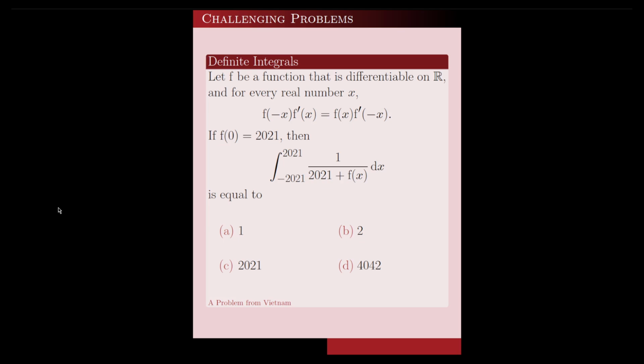Hello, in this video I'm going to solve the following challenging problem on the topic of definite integrals. This is a nice problem from Vietnam. Let f be a function that is differentiable on R, and for every real number x, this relation that you see on display now holds. If f of 0 equals 2021, then this integral that you see on display is equal to.